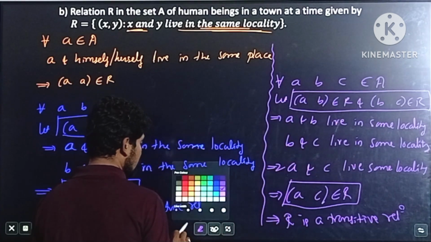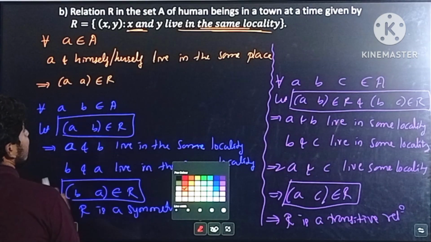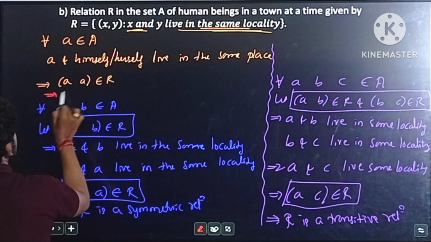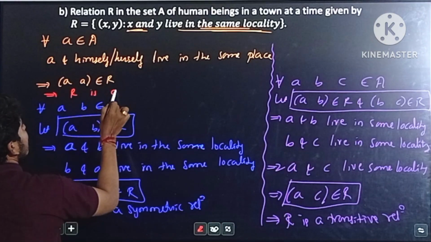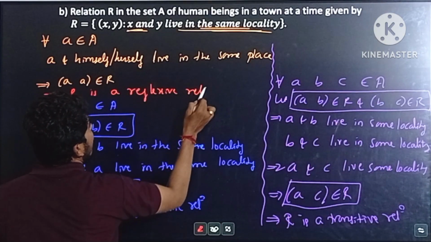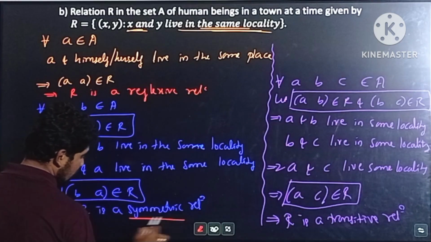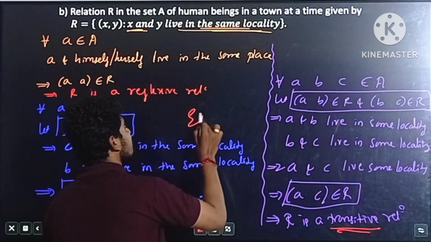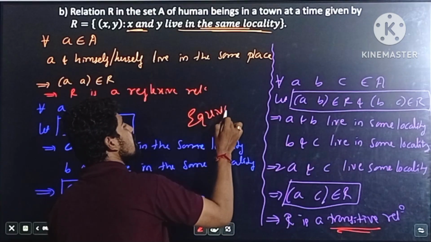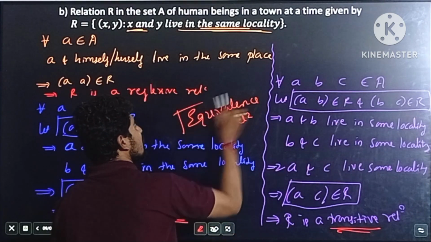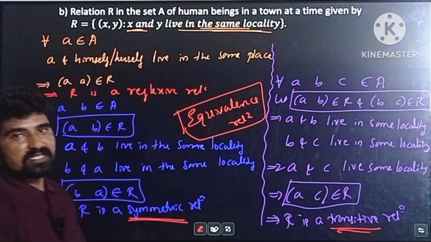Now observe here, since this relation R is a reflexive relation, a symmetric relation and a transitive relation, hence this R is one of the equivalence relations. I hope all of you understood this question.